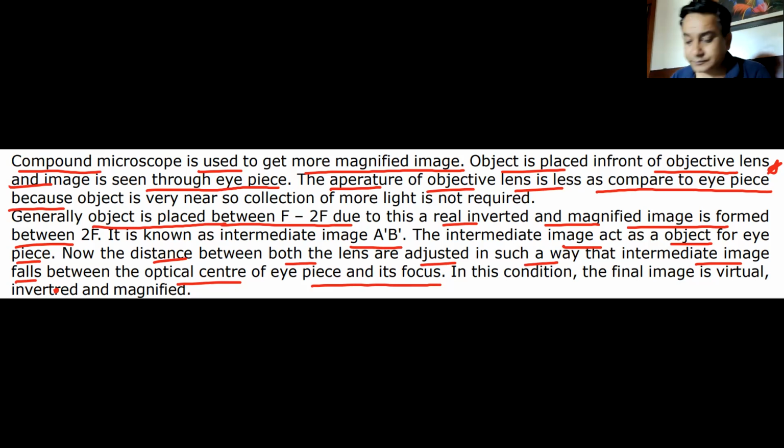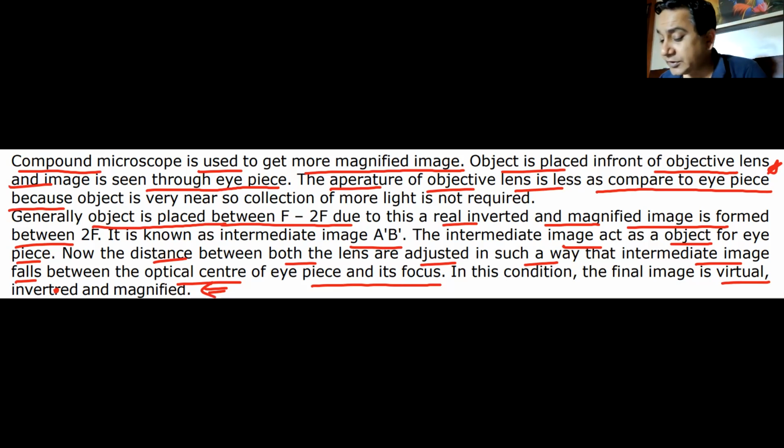So what will it do? It will create a virtual, inverted, and more magnified image of the object. So magnification increases tremendously. Do we understand this? This is how a compound microscope works, and this is what you adjust. In a microscope, you are adjusting the length of the tube. You call it the length of the tube of the microscope. We will get to know about this length of the tube.